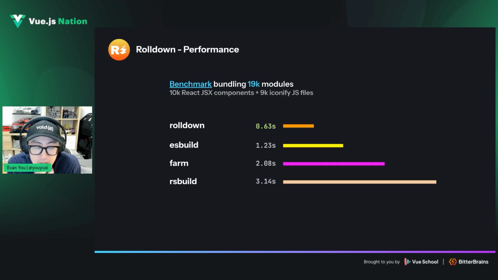But this benchmark was taken on a Linux machine with many cores. On Mac, it seems we're usually on similar performance with esbuild, most of the time slightly faster.